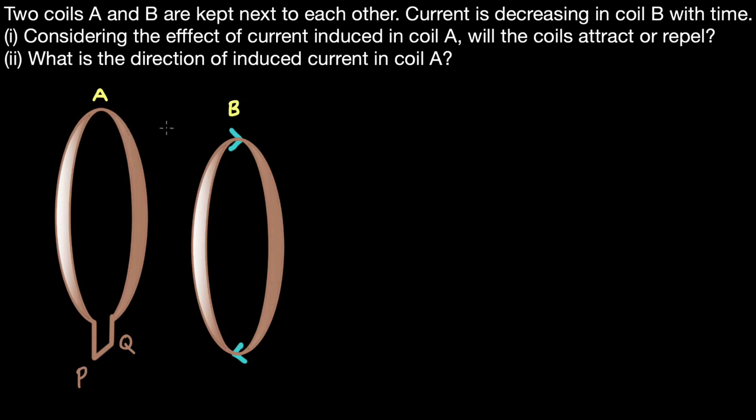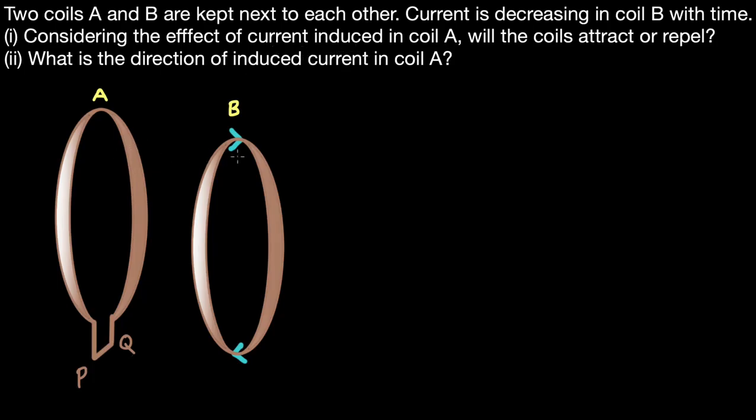There are two coils A and B which are kept next to each other, and current is decreasing in coil B with time. Now we can see these two coils in front of us, and there is some current in coil B, and that is supposed to be decreasing with time. The first part is considering the effect of current induced in coil A.